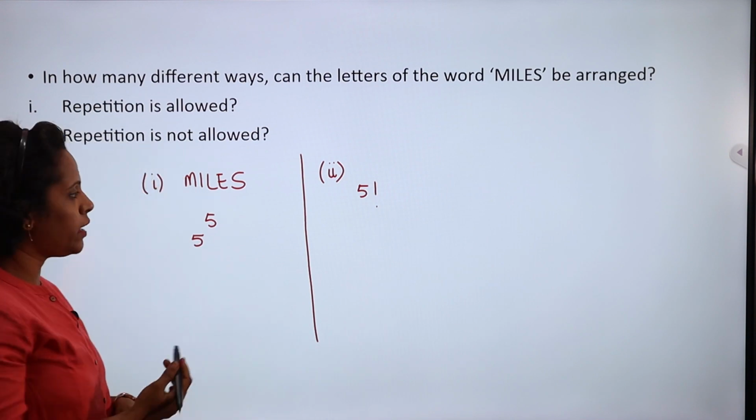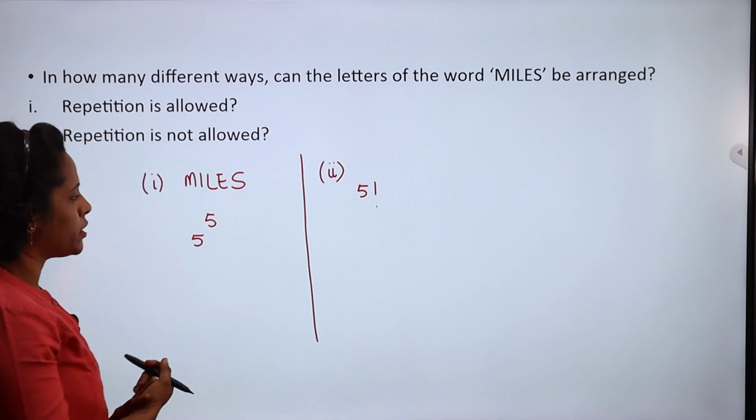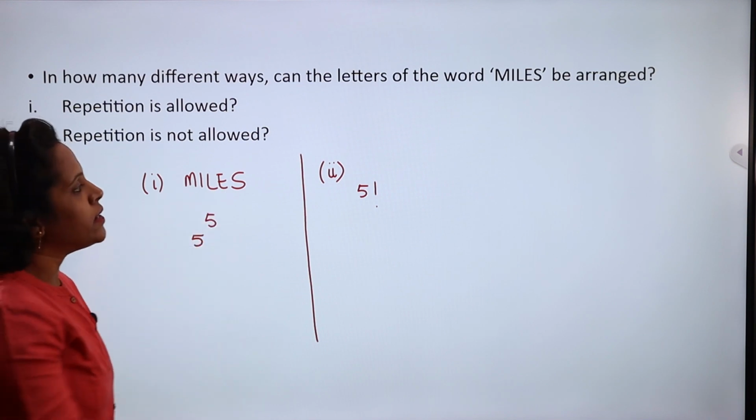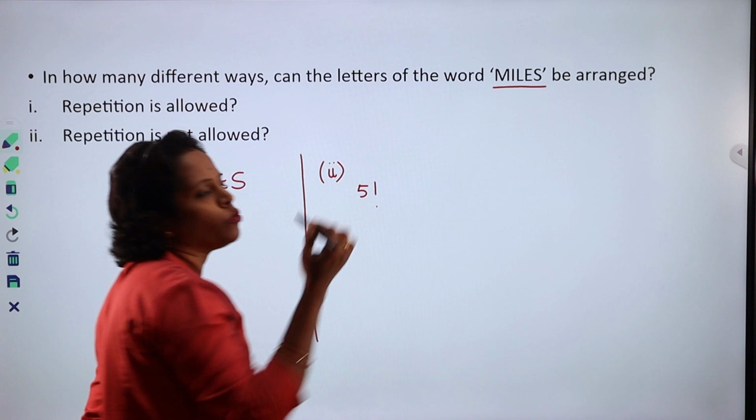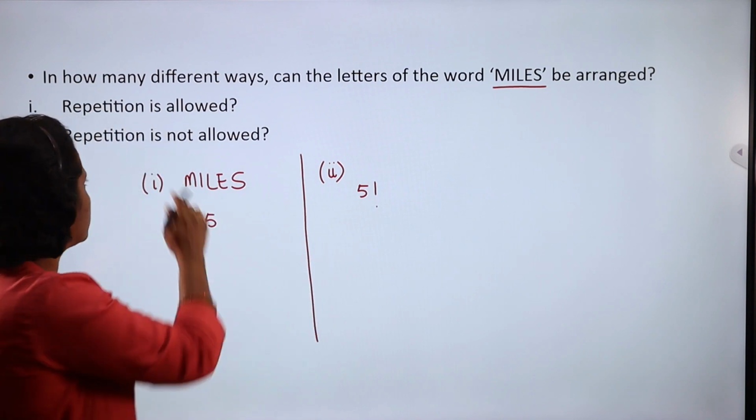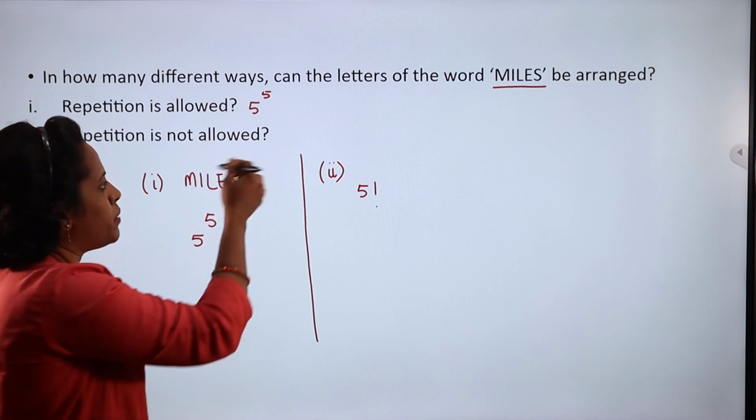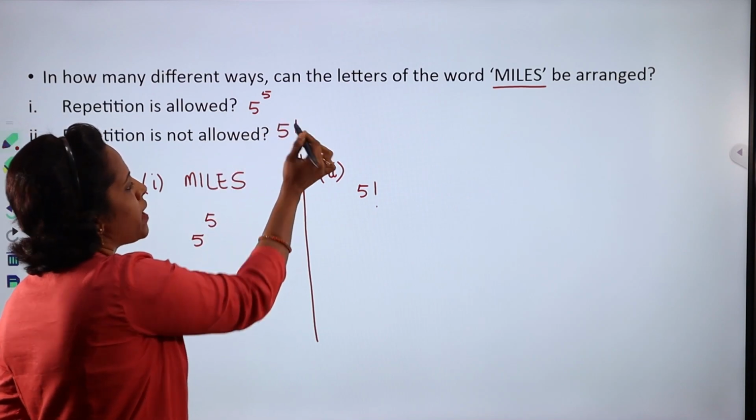So simple, right? Within a second you are able to solve. In the exam you don't have to note down the word again. Just count it in the question. 1, 2, 3, 4, 5. You are given 5 letters. So when repetition is allowed, you have 5 power 5. When repetition is not allowed, you have 5 factorial.